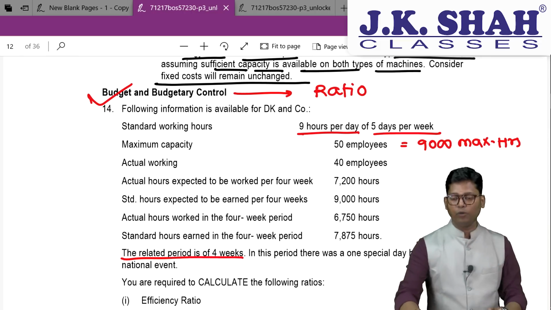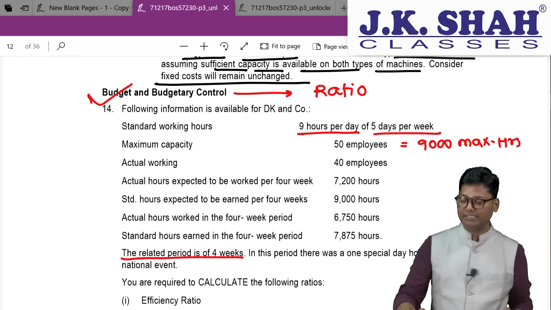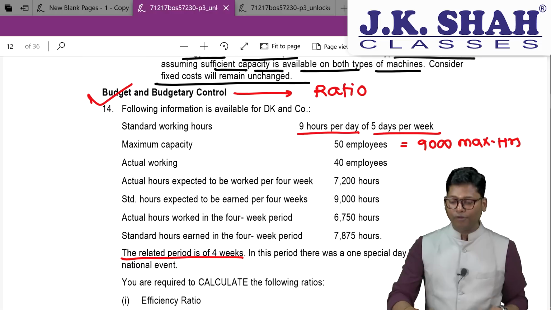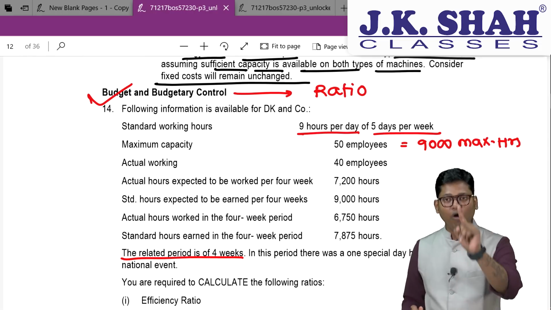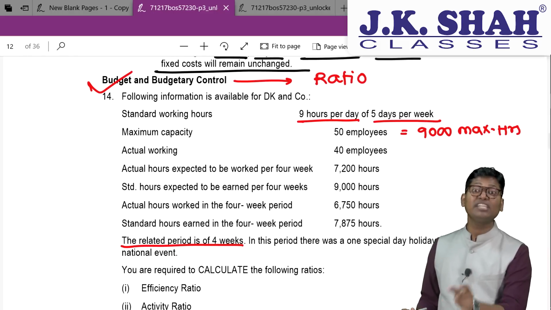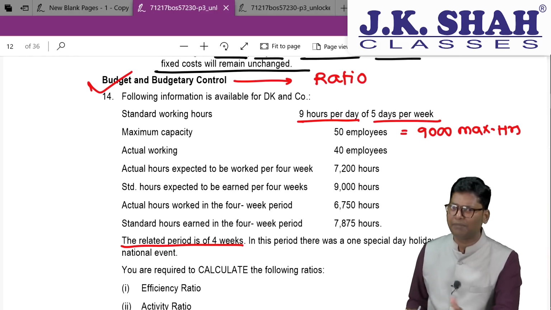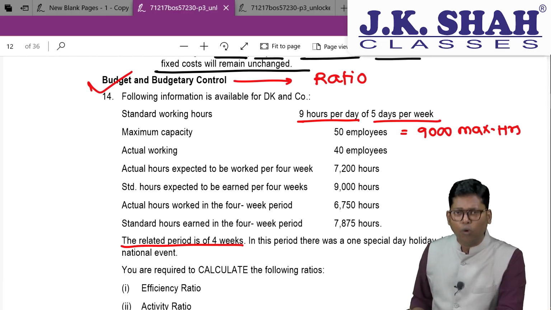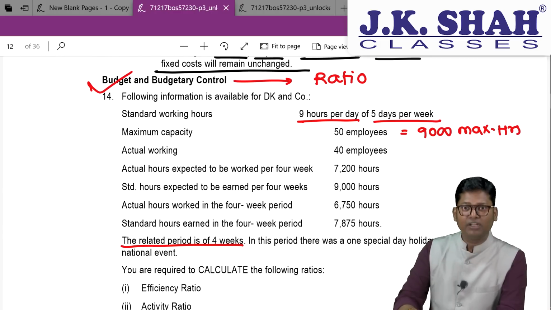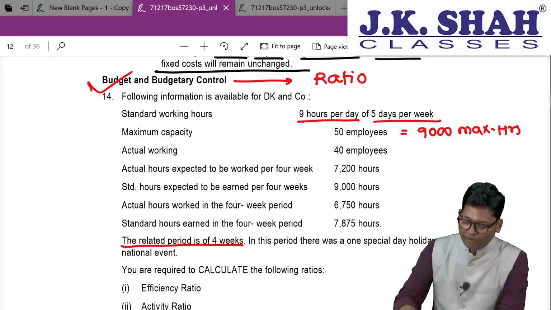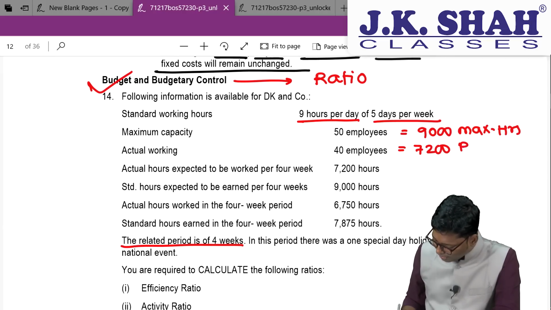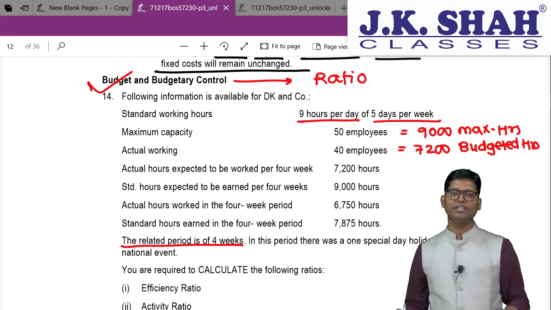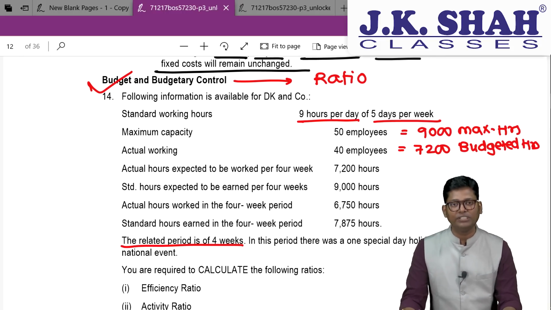When 50 employees are working for 9 hours a day, 5 days a week, for 4 weeks in a month, then on a monthly basis 9,000 productive hours can be worked if all the workers are working. But actually only 40 workers are there. 40 workers into 9 hours per day, 5 days a week, into 4 weeks, total 7,200 hours will be treated as budgeted hours. This many hours are budgeted because of the limited capacity of the employees.